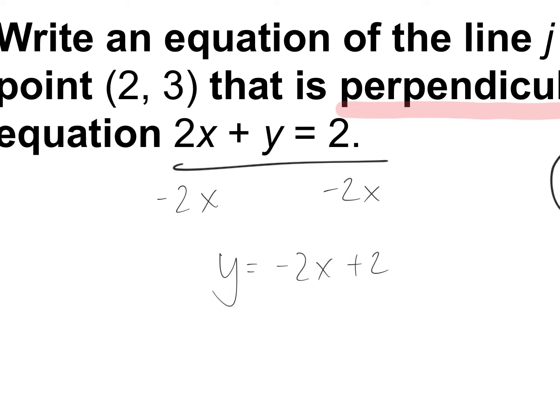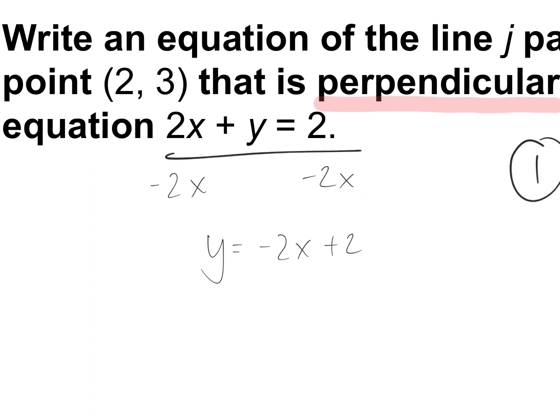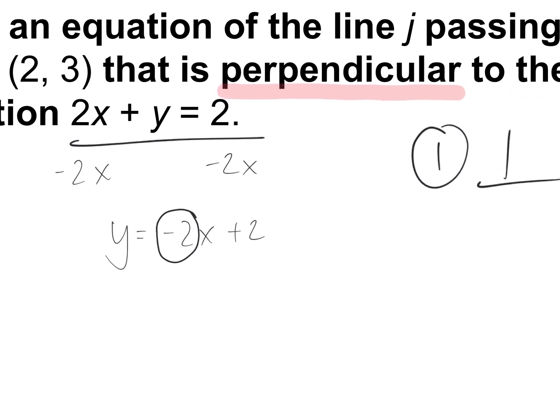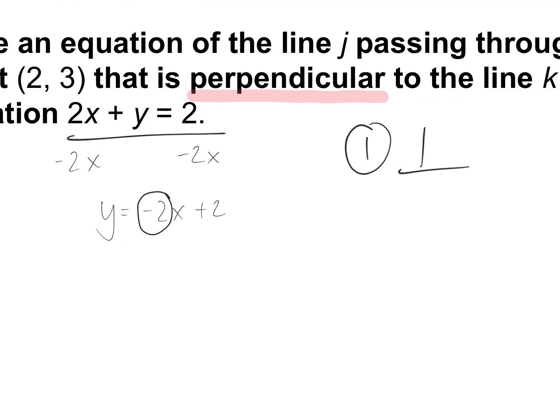Is this in slope-intercept form? Yes. Benji, you're good? Okay. What's my slope of this one, Benji? 2. Nope, -2. Negative 2, okay? If my slope of this line is negative 2, but my line needs to be perpendicular to it, what is the slope of our line going to be?